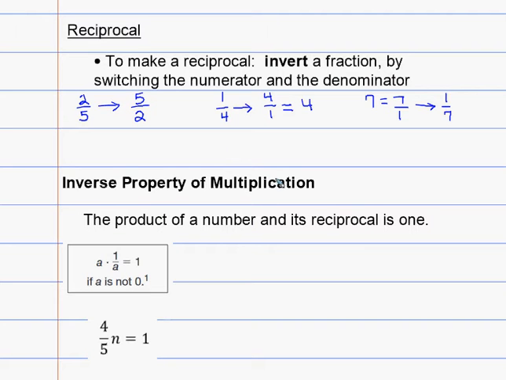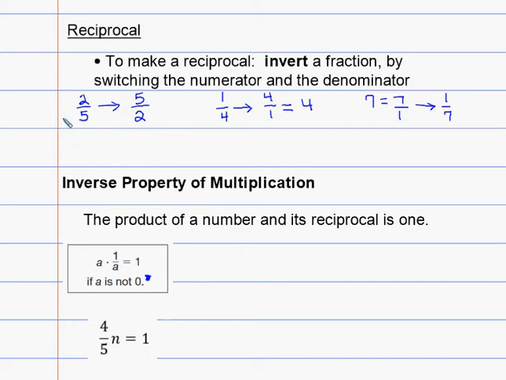The inverse property of multiplication. So remember in lesson 2 we learned some properties. Now we are adding a new one. It's the inverse property of multiplication. And that property says the product, so we're going to multiply, of a number and its reciprocal is 1. And here's what the book says, and don't worry about this part. The book says a number times its reciprocal is 1. And a can't be 0 because we can't divide by 0, but don't worry about that either.